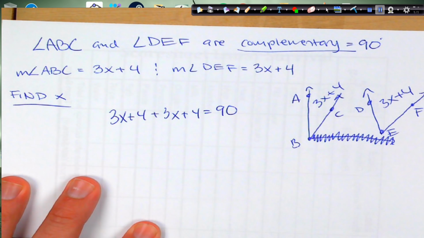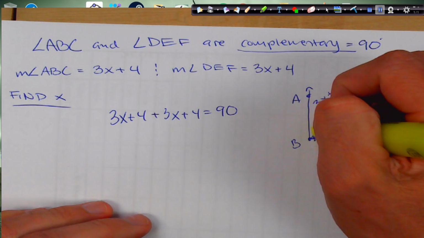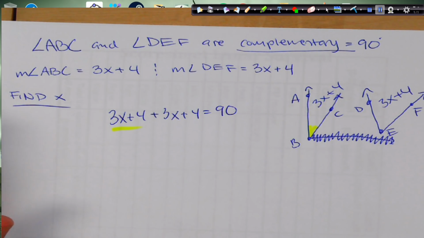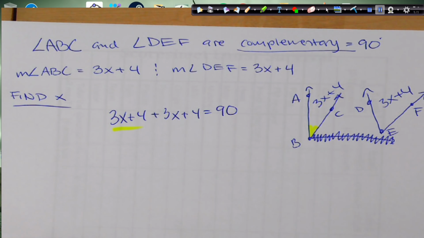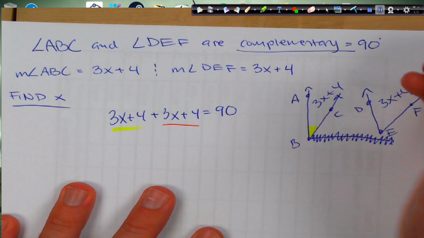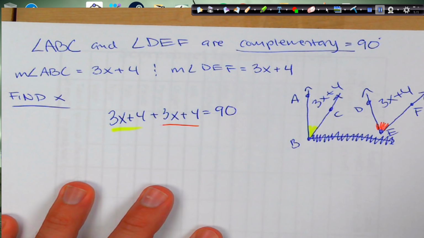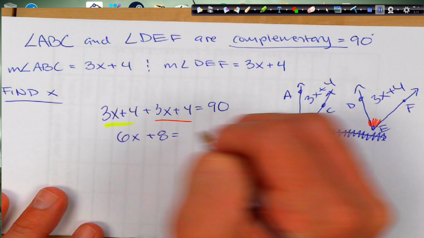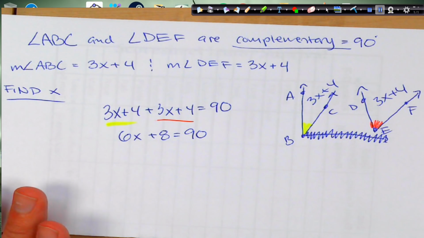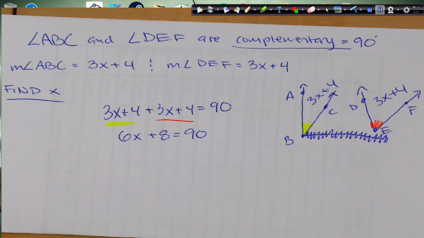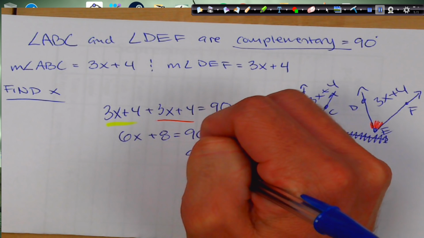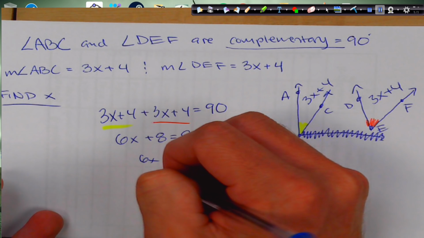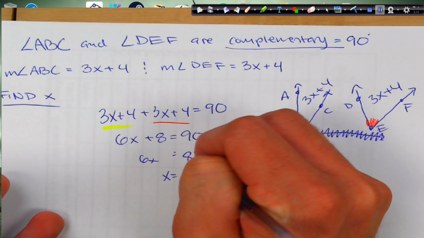Okay? So we are going to go ahead and take this angle plus our secondary angle, and we're going to set it equal to 90. Okay, so 3x plus 3x is 6x, 4 plus 4 is 8, equals 90. And then I'm going to use my calculator to help me out. I'm going to go 90 minus 8. I'm going to get 82 equals 6x. And I'm going to divide by 6, and I'm going to get x equals about 13.6 repeating.